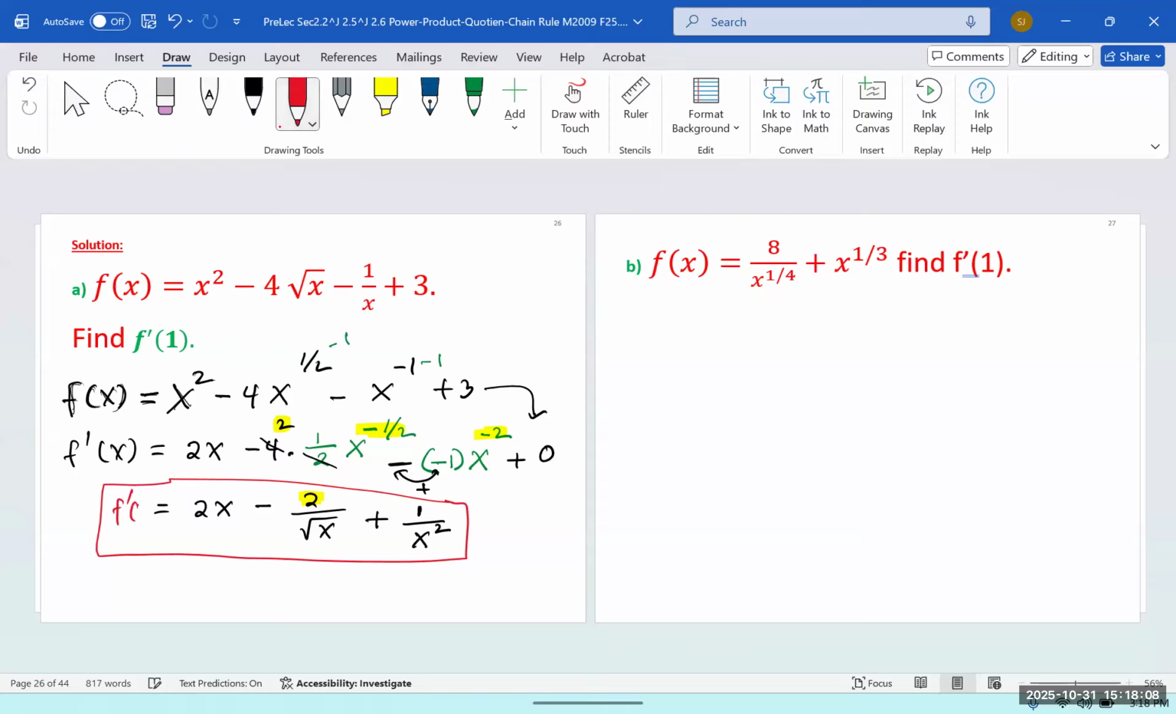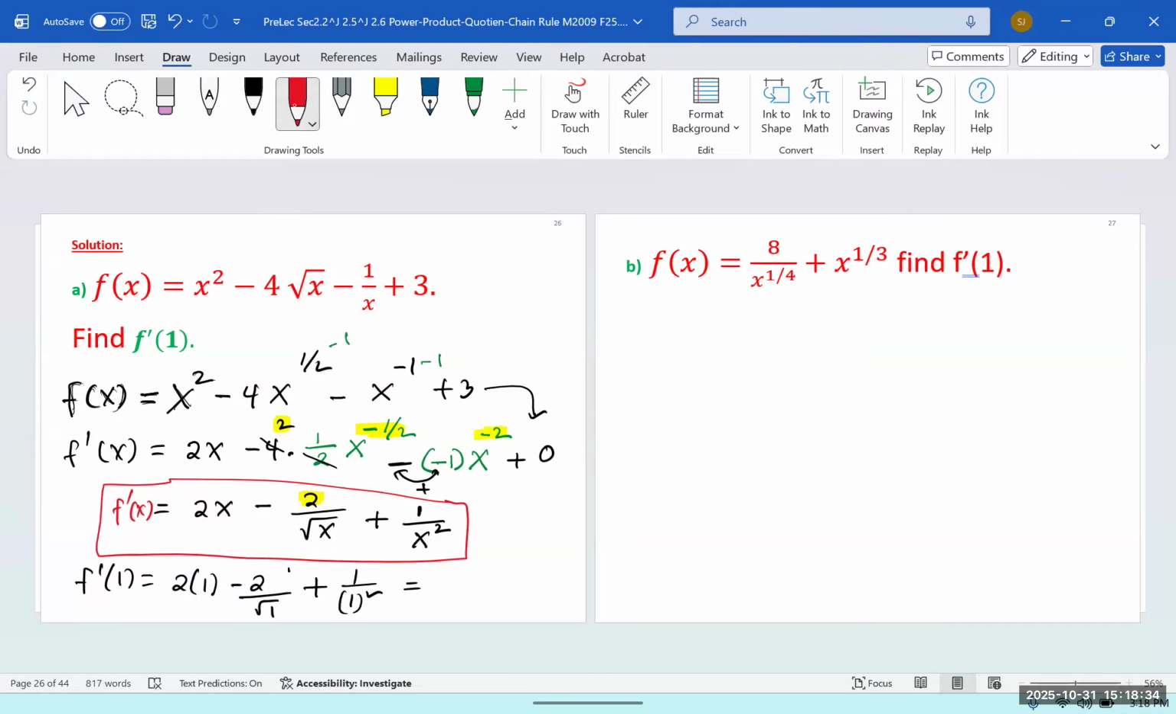F prime of x. Once you find the f prime, now they want us to find f prime at 1. So f prime at 1 is 2 times 1 minus 2 divided by square root of 1 plus 1 over 1 square. Is one.